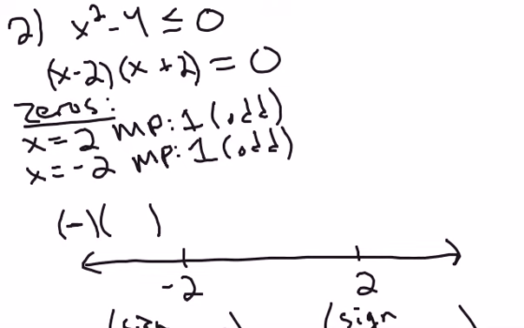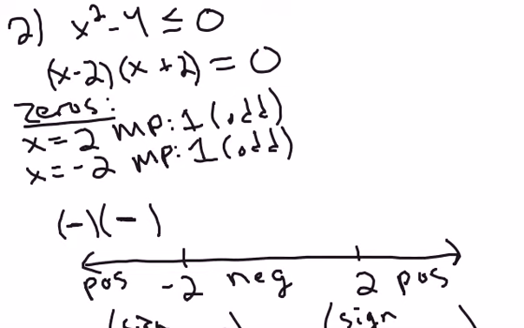Get my pen back, negative. And then negative 3 plus 2 is also negative. And a negative times a negative is a positive, so this region is positive. The sign changes, so this region is negative, and then the sign changes one more time, so this is positive.